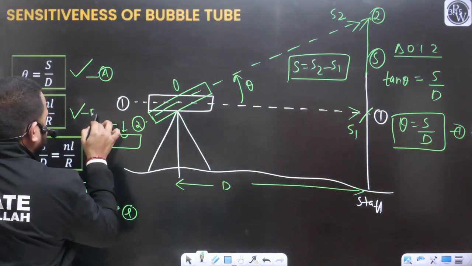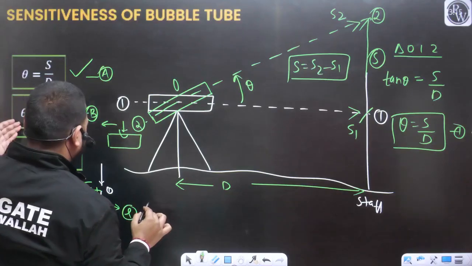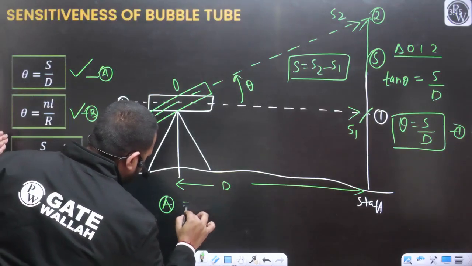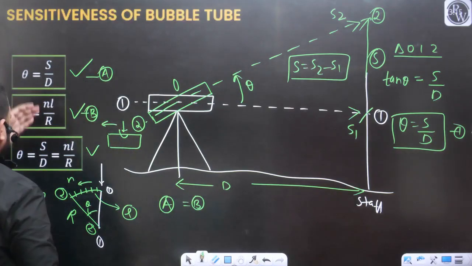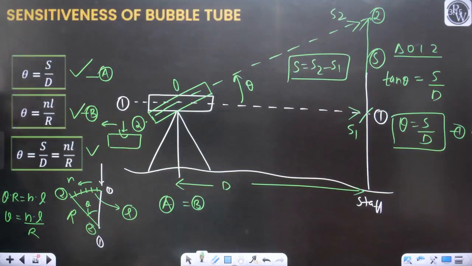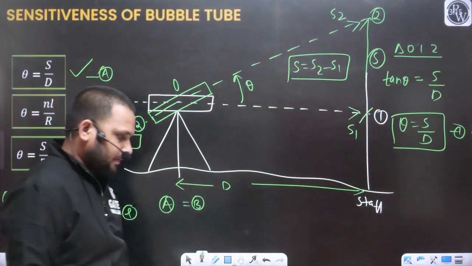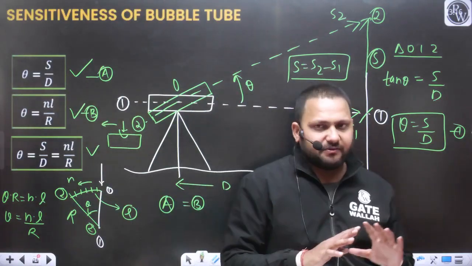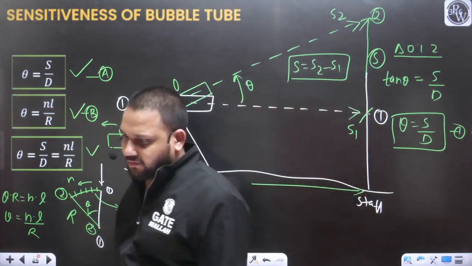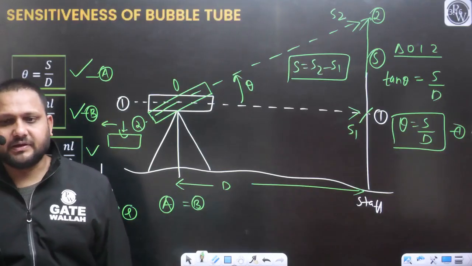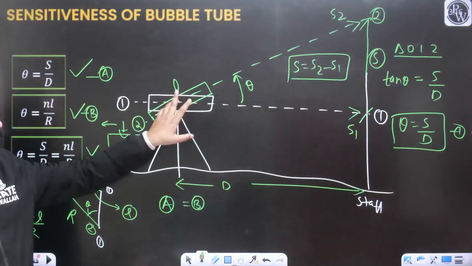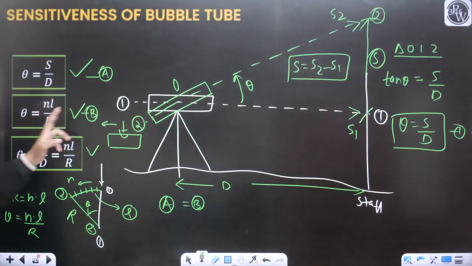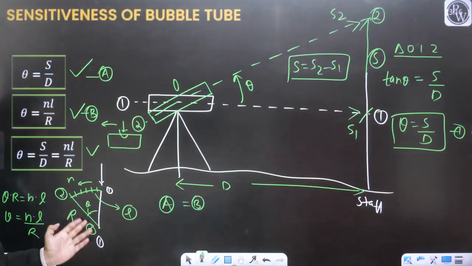So this is your equation A, this is your equation B. This is theta, this is also theta. So can I say A should be equal to B? So from here I can write S by D will be equal to NL by R. Now we can take the conversion degree to radian, yes or no? So first we have found the theta with the help of the telescope. Second, we have found the same theta with the help of the bubble tube.